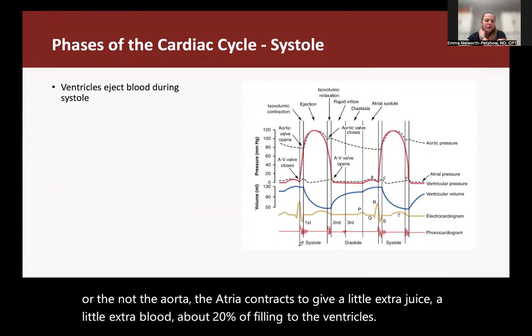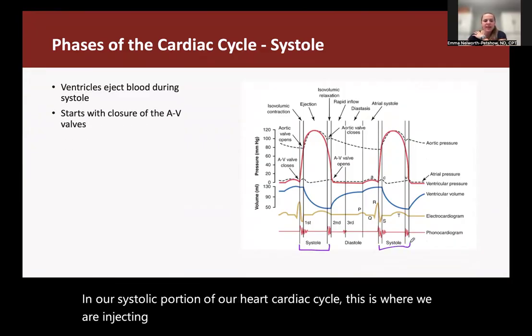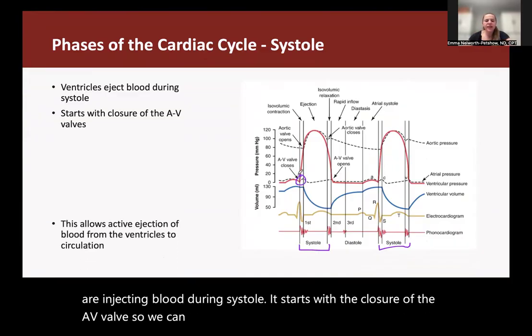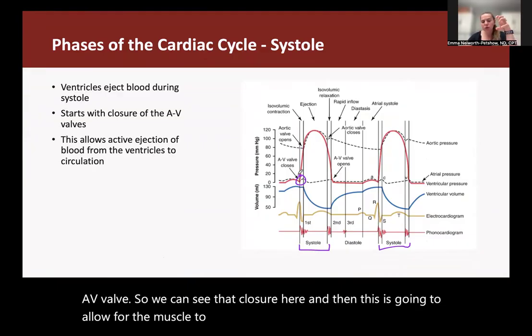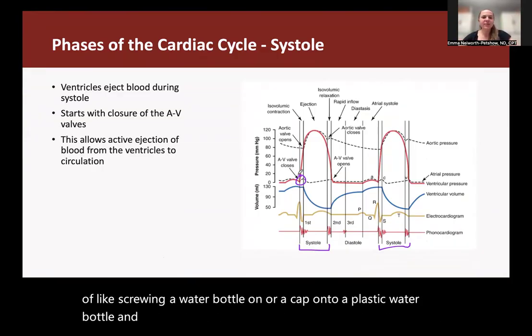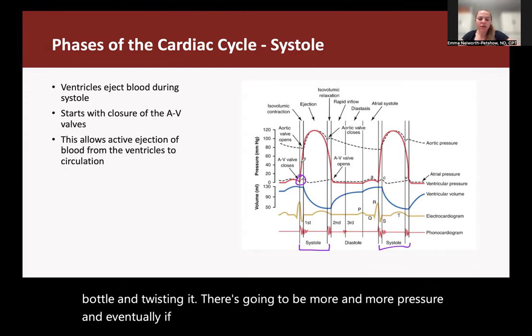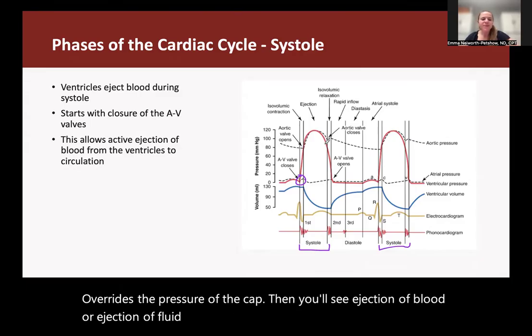In the systolic portion of our cardiac cycle, this is where we're ejecting blood during systole. It starts with the closure of the AV valves. We can see that closure here. And then this is going to allow for the muscle to contract against a closed door system, kind of like screwing a cap onto a plastic water bottle and twisting it. There's going to be more and more pressure. And eventually, if the pressure of the water bottle, the ventricle, overrides the pressure of the cap, then you'll see ejection of blood or ejection of fluid from the water bottle.